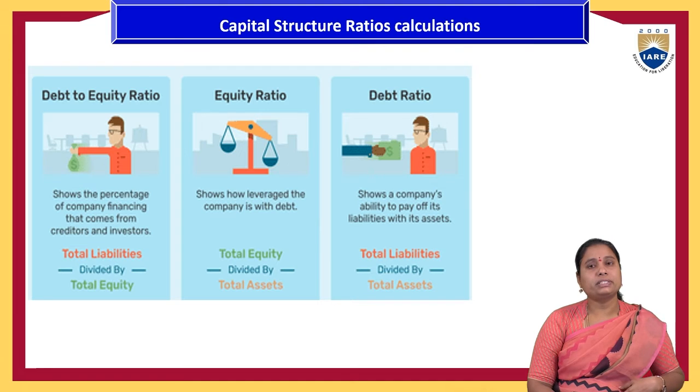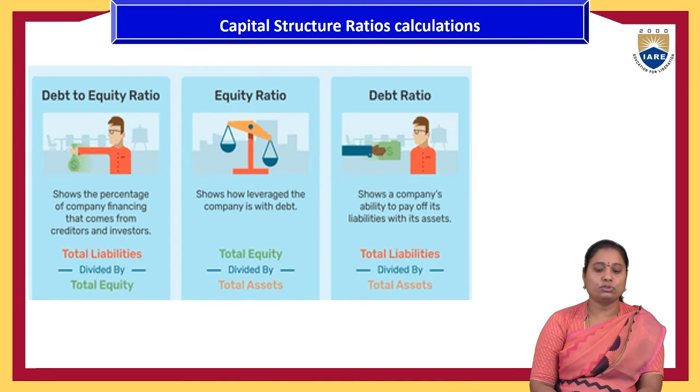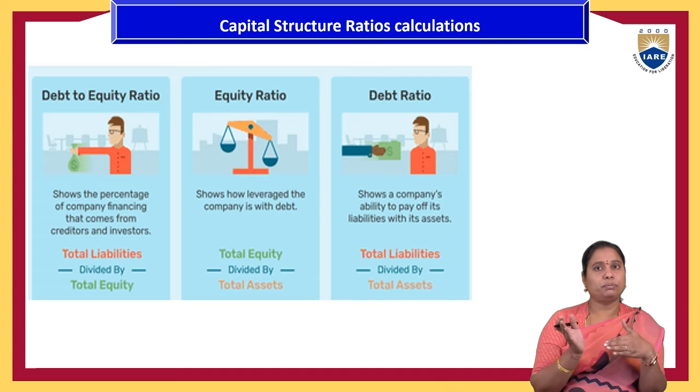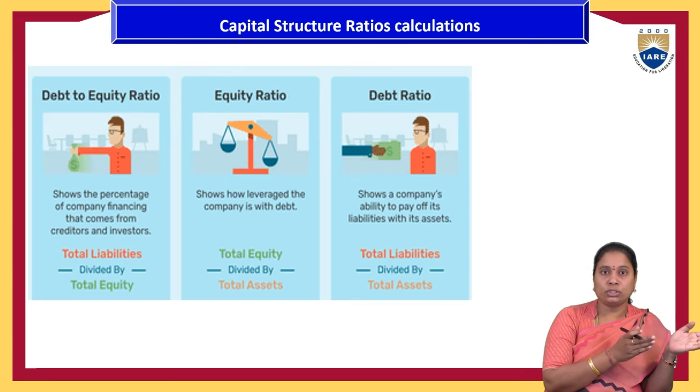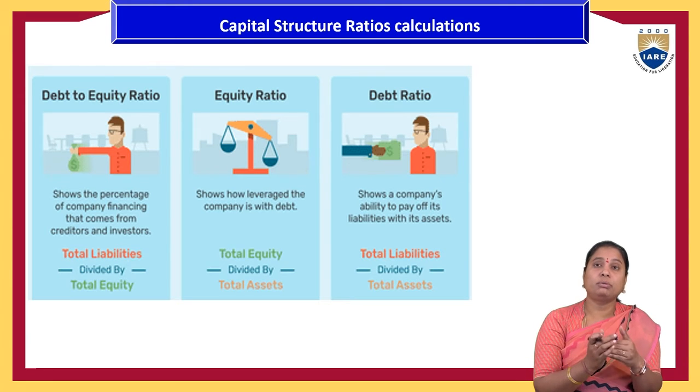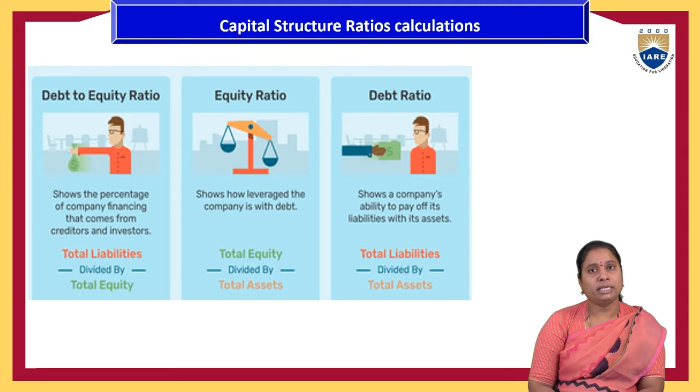If we see the capital structure ratio calculations, the debt to equity ratio is calculated as total liabilities divided by total equity of the organization. The equity ratio is total equity divided by total assets. The debt ratio is total liabilities divided by total assets. Easy to remember. These show the percentage of the company's total debt and equity position, how much of the assets belongs to the equity holders, and how much belongs to the debt holders.